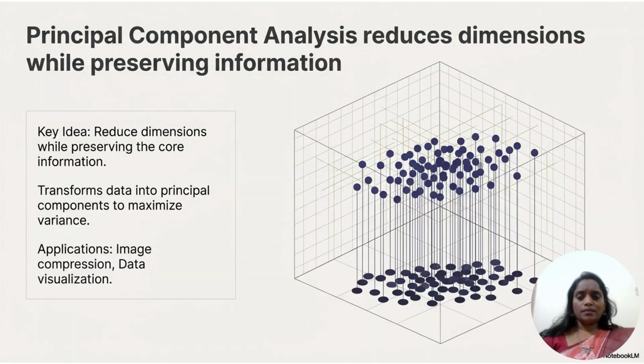Many datasets contain a large number of features, which may increase the complexity and computational cost. So, there is a need for dimensionality reduction. It helps by reducing the redundant information, improves the computational efficiency, enhances the model performance, and also simplifies the data visualization. The two common techniques are PCA, principal component analysis, and LDA.